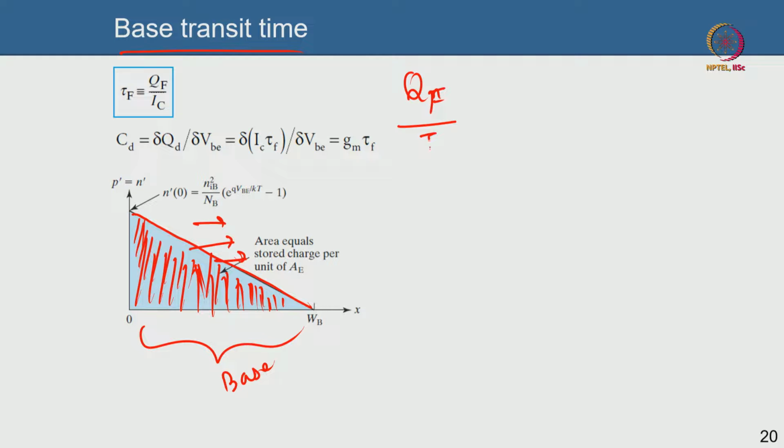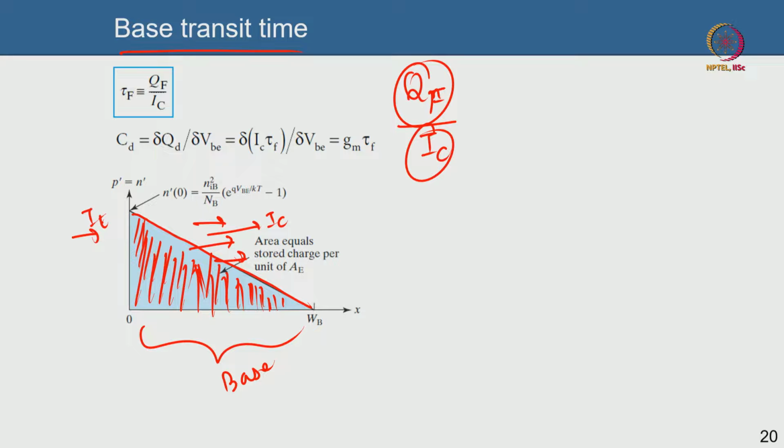What is the current? The current is the collector current. You are injecting emitter current from here, some amount is lost in the base due to recombination, but most of it is going to the collector. So the collector current is taking the charge away. Think of this as a reservoir of charge, and there is a current that is cleaning out the charge. This current is flushing out the charge that is stored in the base.